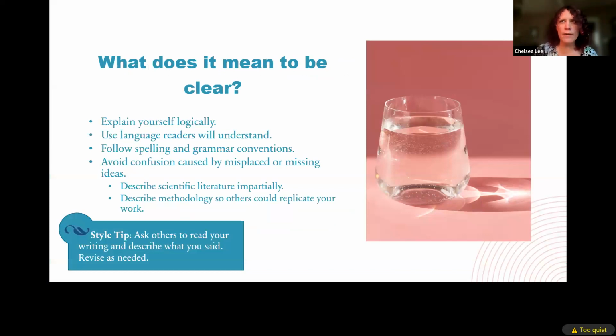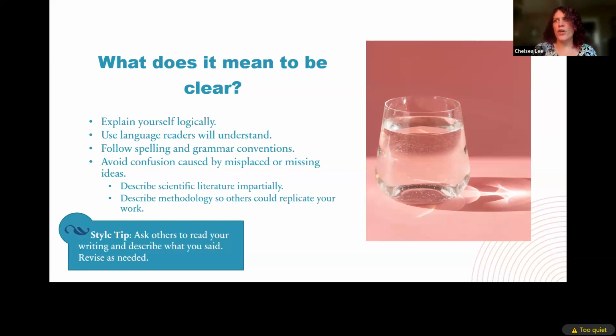First, let's talk about what it means to be clear. Being clear is explaining yourself logically in language that your readers are going to understand. It's following spelling and grammar conventions. It's avoiding distractions and confusion that can be caused by having ideas in the wrong order, or having ideas omitted that should be there, or ideas that are in the paper but maybe they don't belong in that paper.